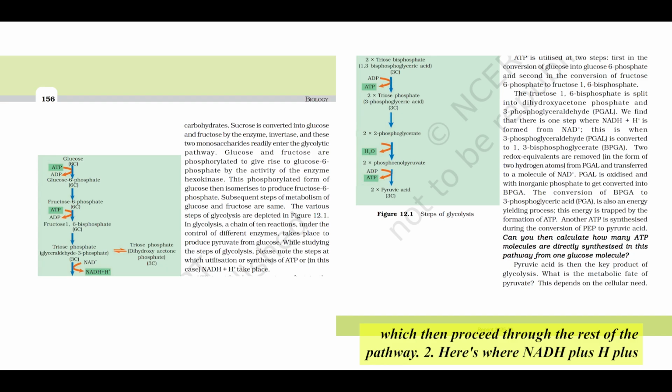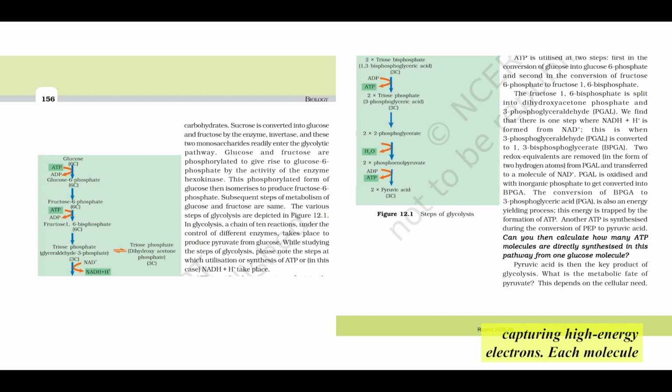2. Here's where NADH plus H plus is formed, a crucial redox reaction for capturing high-energy electrons. Each molecule of PGAL undergoes oxidation, and with the simultaneous incorporation of inorganic phosphate, it gets converted to 1,3-bisphosphoglycerate, BPGA. During this oxidation, 2 redox equivalents, which are essentially packages of high-energy electrons and protons, are removed from PGAL and immediately transferred to a molecule of NAD plus, forming NADH plus H plus. Okay, so since we have 2 PGALs from glucose, we get 2 NADH plus H plus molecules here. Exactly. 2 molecules of NADH plus H plus. These NADH molecules are like energy vouchers, holding potential energy.